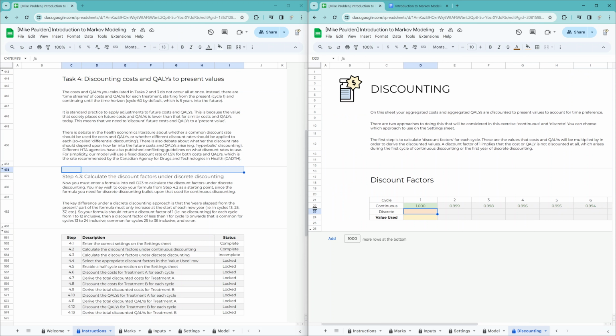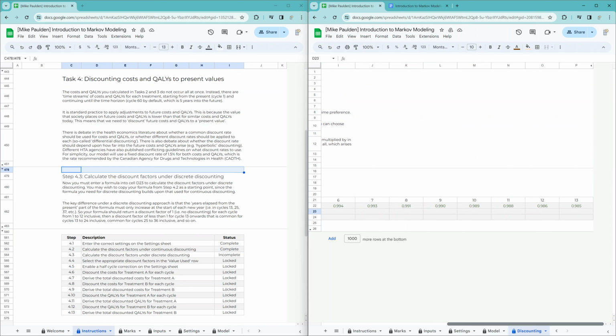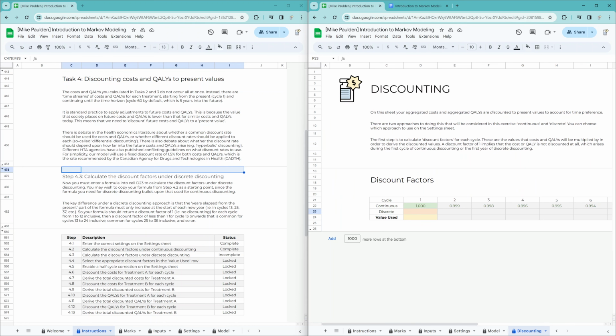So this is slightly different, because under discrete discounting, we do not discount at all during year 1. So that is cycles 1 through to 12. We are not going to discount at all during this period. And then we need to discount at 1.5% from cycles 13 up to 24. All right, so slightly more difficult than continuous discounting. So how do we figure out whether we're still in that first year, and make sure there's no discounting at all?